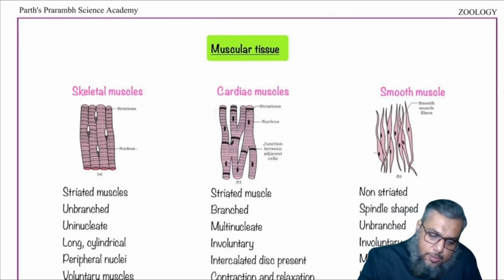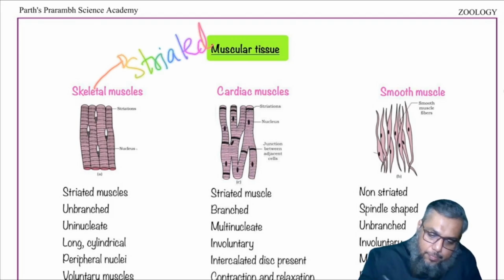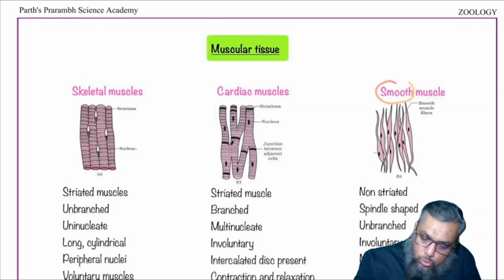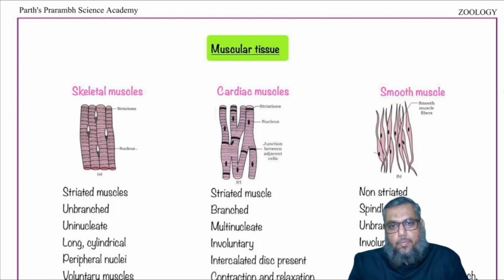The skeletal muscles, depending upon their appearance, कैसे दिखते हैं, इनको कहा जाता है striated. और स्मूथ को, depending upon their appearance, they are smooth, but depending upon their location, they are called as visceral muscles.